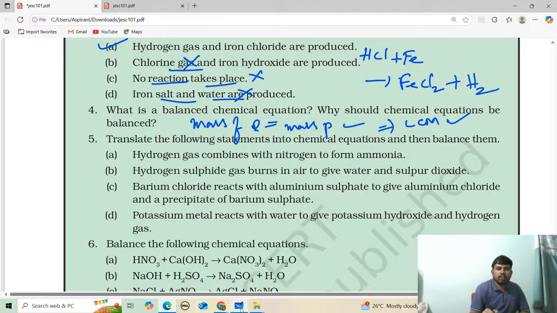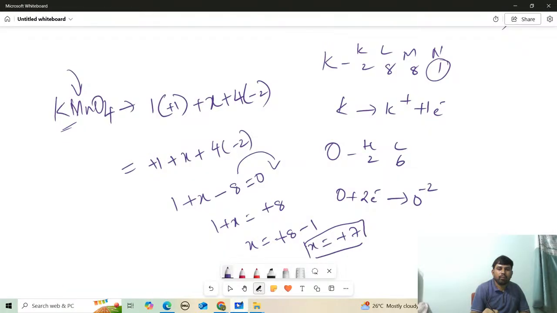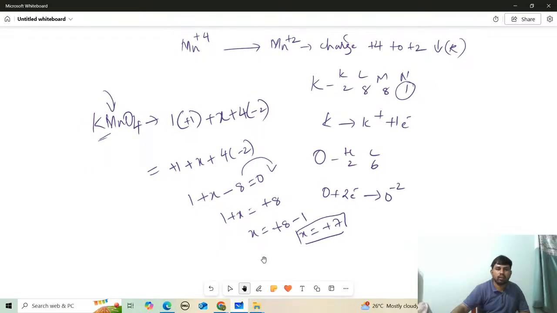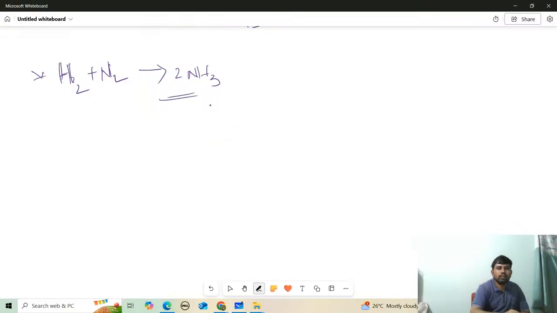Translate the following: hydrogen gas combined with nitrogen gas forms ammonia. So they are saying that hydrogen gas combined with nitrogen gas. Hydrogen gas is H2, combined with N2, it forms NH3. Okay, this is the formula of ammonia. So it should balance.